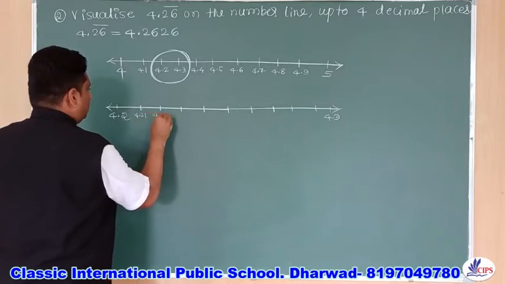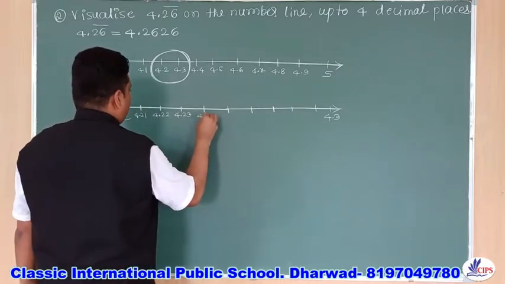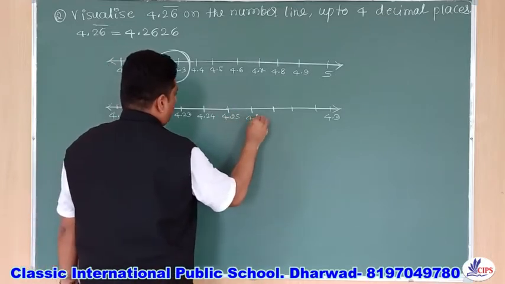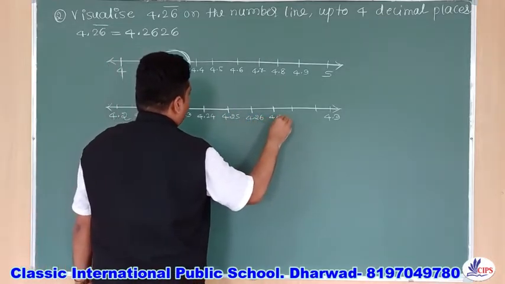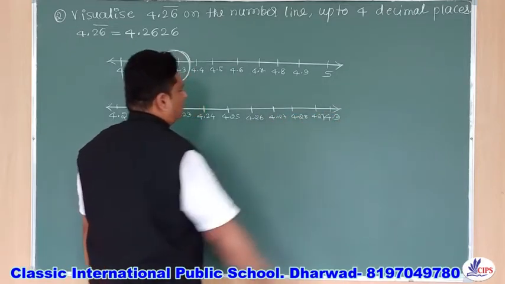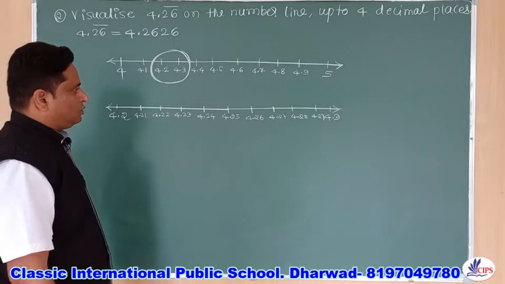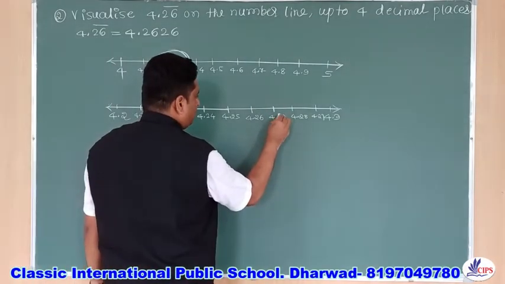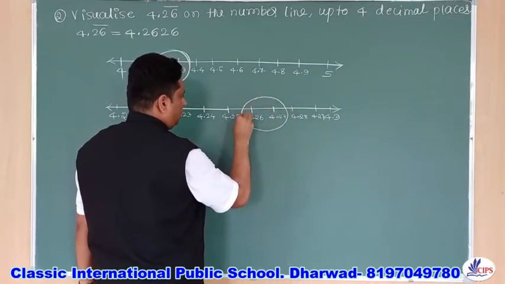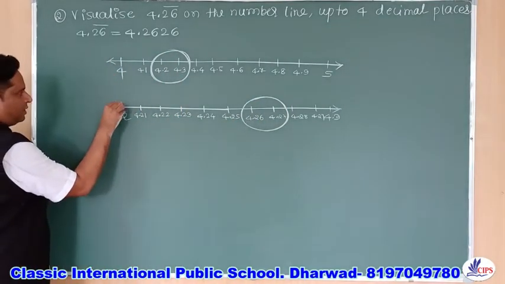4.21, 4.22, 4.23, 4.24, 4.25, 4.26, 4.27, 4.28, 4.29, 4.30, right? 4.262 is the number between 4.26 and 4.27. Correct? I'll put the magnifying glass here. Understood, children?